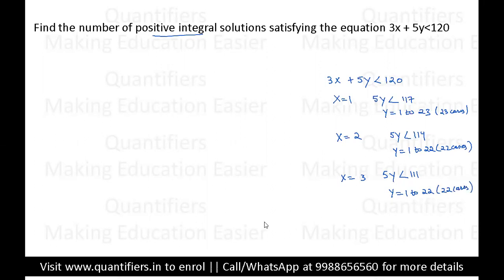Now students, here you can see the problem is we are not getting any specific pattern. When the value of x is 1, 23 solutions are coming. When the value of x is 2, we are getting 22 cases. When x is equal to 3, again we are getting 22 cases. So students, now you could have solved it in this way if you would have got any proper pattern. But now as we are not getting any proper pattern, so students, this is not the best possible solution for it.